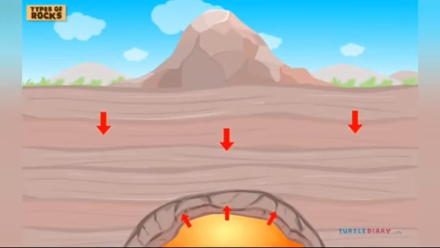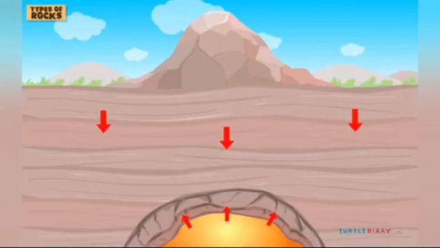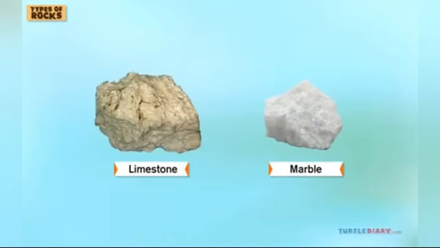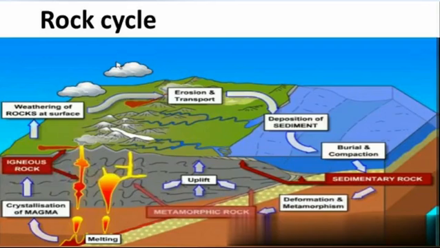These rocks are often formed under mountains. The pressure or heat changes these rocks. Basalt can change into granulite. Limestone can change into marble. Now you might have understood the formation of all 3 different kinds of rocks. So this is a rock cycle. Rock cycle is a continuous process through which igneous, sedimentary and metamorphic rocks are transformed from one form to another.